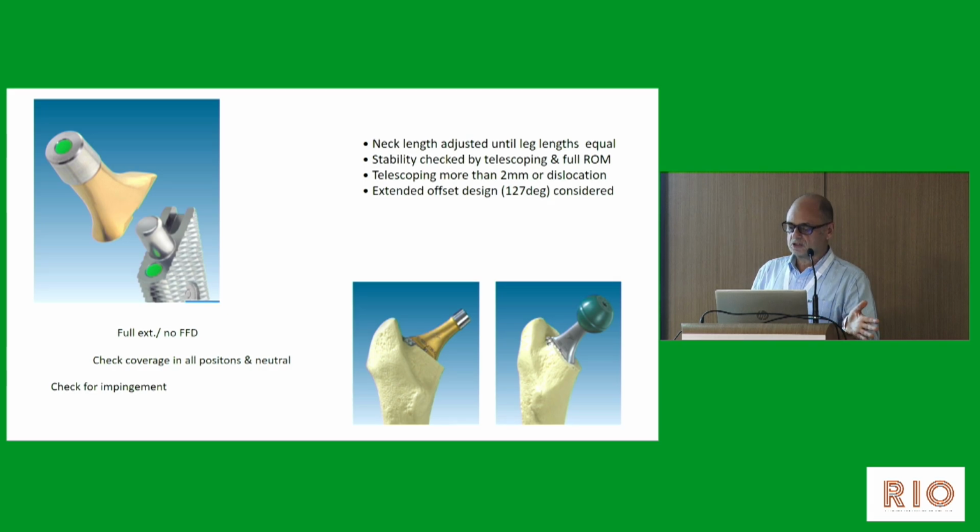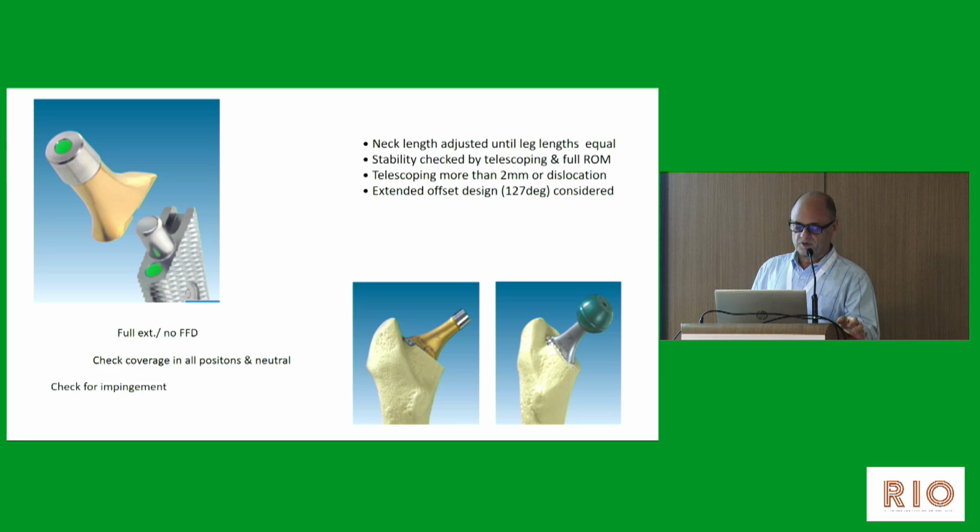So neck length adjusted, stability checked by telescoping, and if telescopy is more than 2 millimeters or there is dislocation, extended offset designs can be considered. If you don't want any increase in neck length but you want a tighter, more stable hip, you can reduce the offset and get a more similarly stable hip.